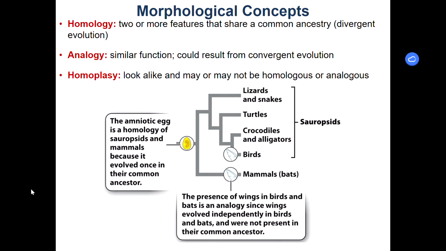An analogy or an analogous trait is a similar function, but it usually results from convergent evolution. So wings on bats, wings on birds. Here's birds, here's bats. The presence of wings is an analogous trait because it evolved because both these organisms live in the air. They need to fly. But these 2 groups do not share one common ancestor, because all these other organisms are in here as well. So wings had to evolve separately in bats and birds.